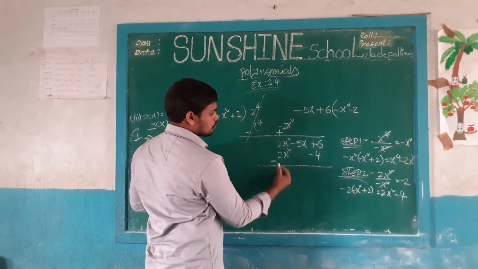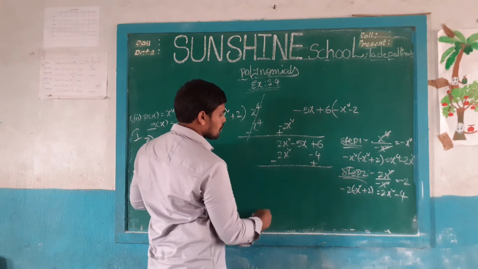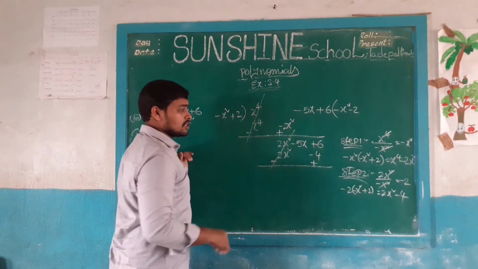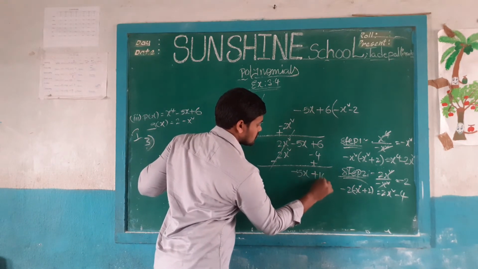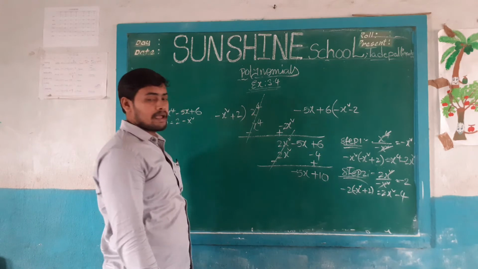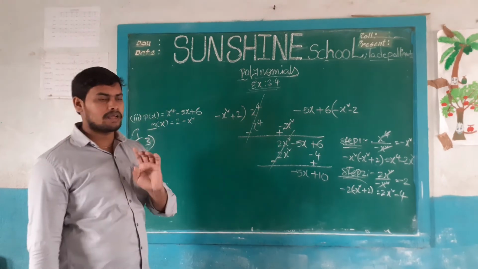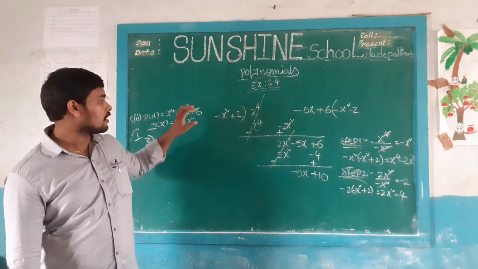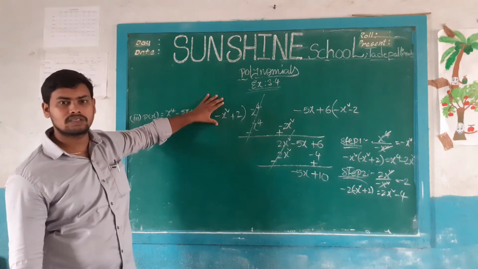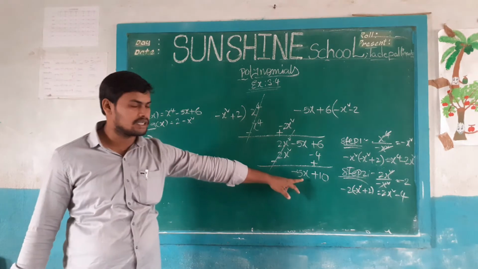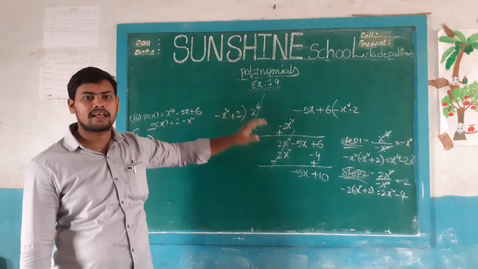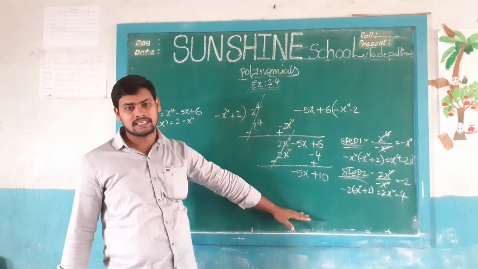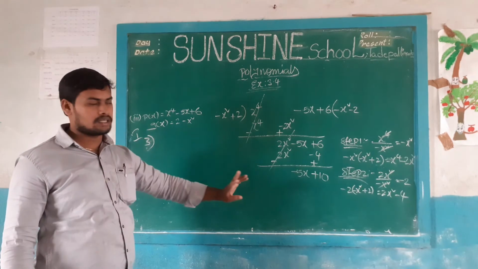Okay, plus turns to minus, minus turns to plus. Plus 2x square minus 2x square cancel. The result is minus 5x plus 10. Here, x square is the larger one compared to the degree of this one. So whenever the degree of g of x is greater than the r of x, you should stop the process here. Okay. Very good.